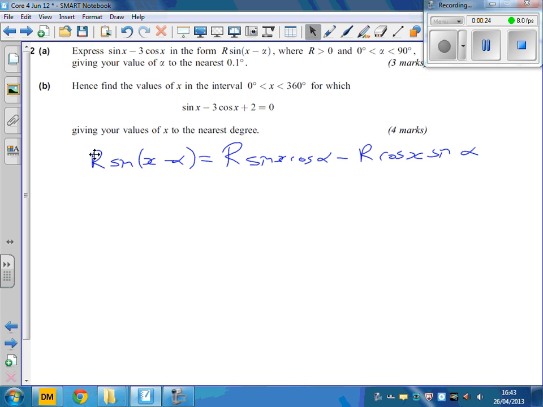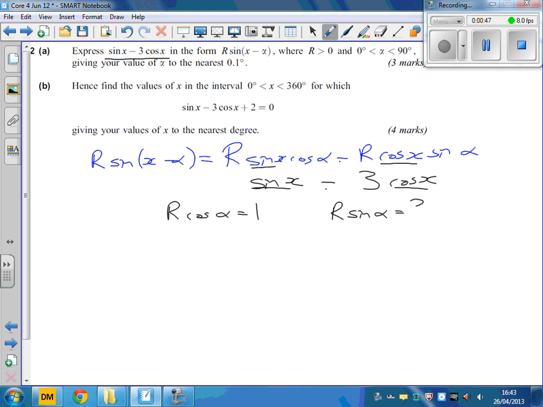What are we looking for? We're actually looking for this one here, a sine x minus 3 cos x. You can spot here, the sine x matches with the sine x, so the other bit, r cos alpha, must equal 1. Here, cos x matches with the cos x, and the minus matches with the minus, so we've got r sine alpha equals 3. And we need to find out what r and alpha are.